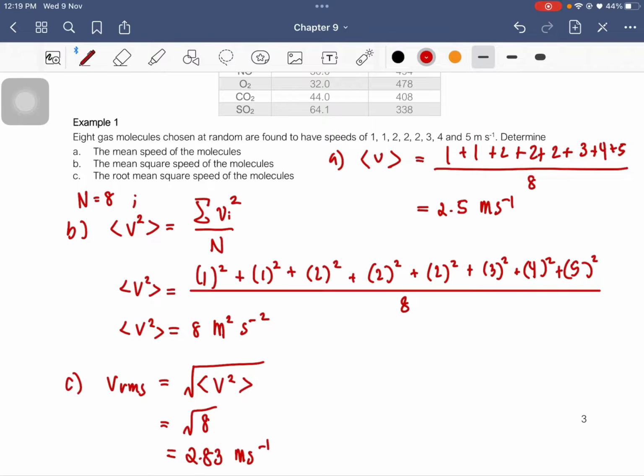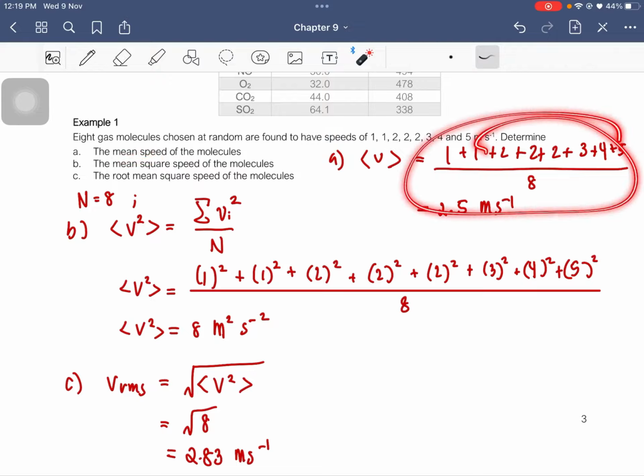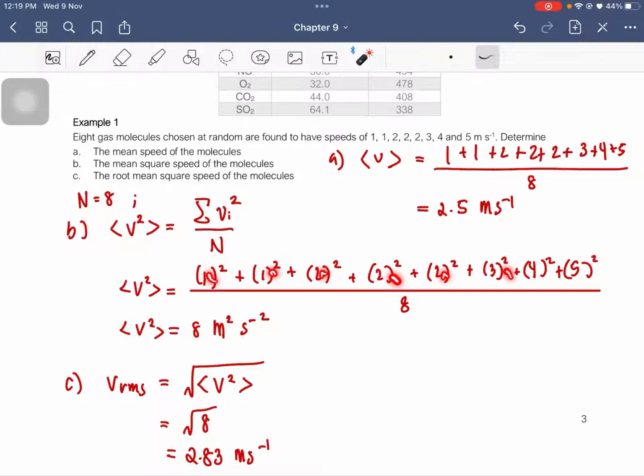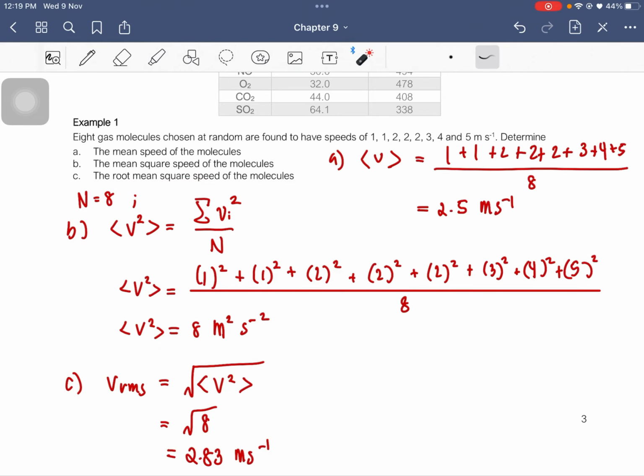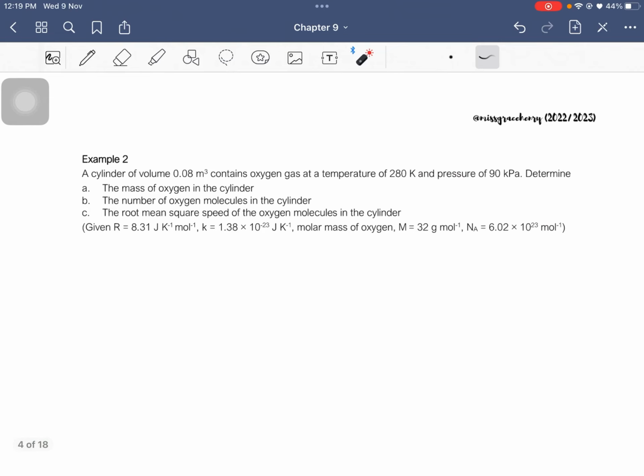Okay, so basically the trick in this question is what each of these means. Okay, so you need to know that mean is firstly the average. So now it asks for the average speed, so you calculate what the average is. Then it asks again for the mean square speed. So that means we need to square each of the molecules' speeds, then divide by 8, then average it. So you get the mean square speed. Then it asks for the RMS speed. Only then can we use this formula here. Right? Okay, so that is example 1.